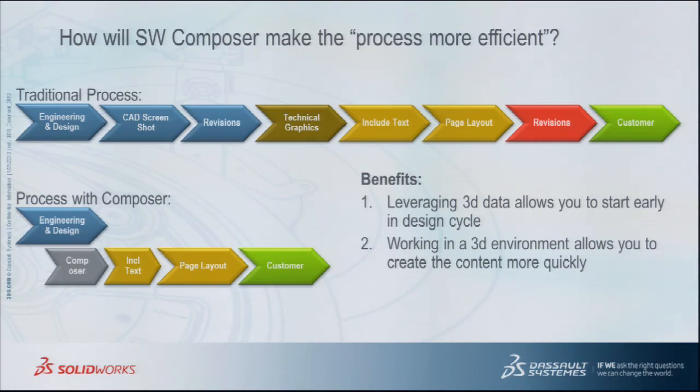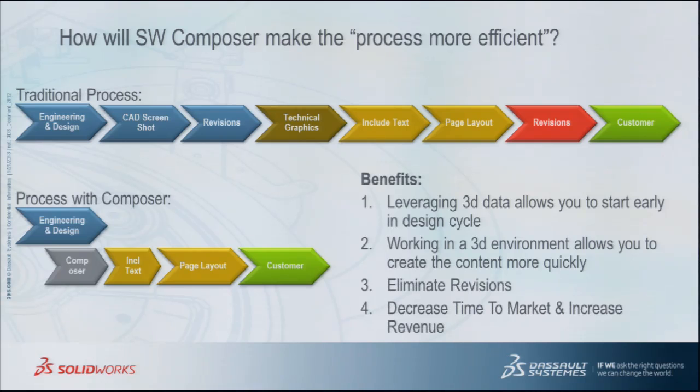Now that we can create more graphical content, we're going to have less text, all right? More graphical content, less text. Now that we're connected to that 3D data, everything is going to stay associative. So we're going to eliminate all that huge time companies spend on revisions.